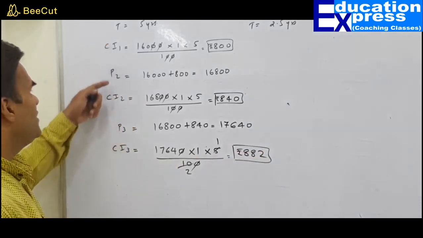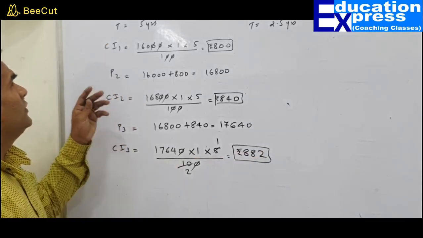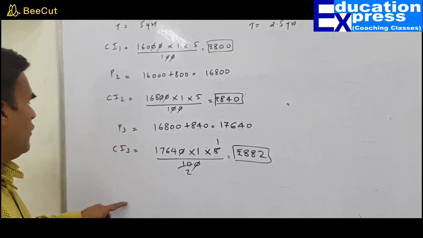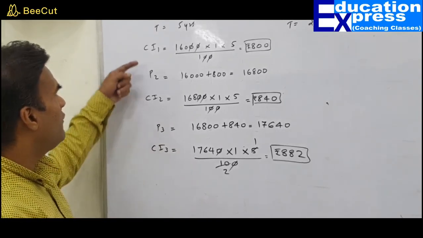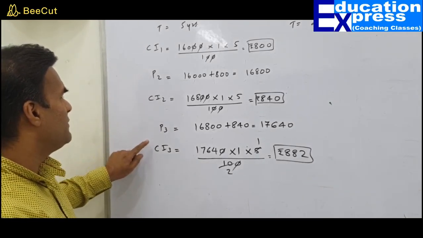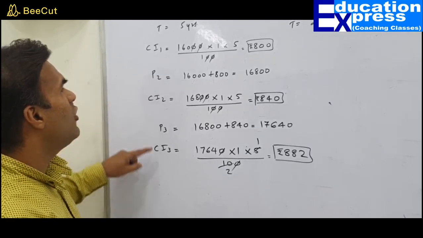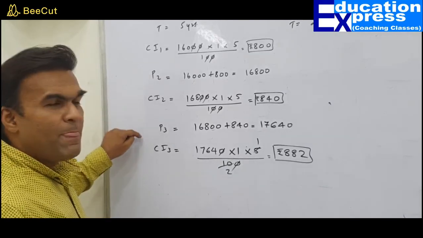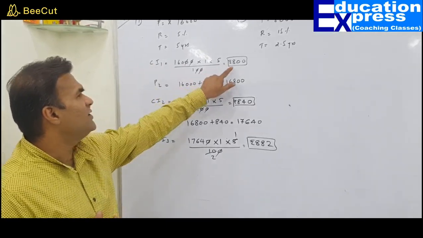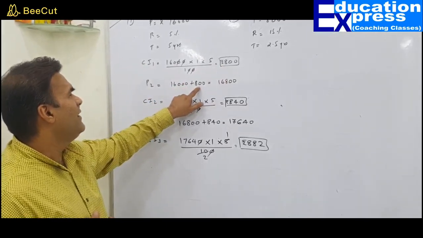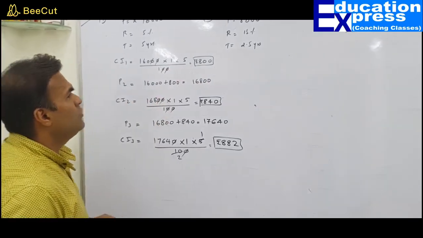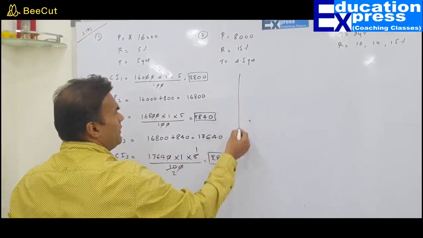Now likewise you are going to do for the next 2 more years to find out CI for fourth year and CI for the fifth year, following the same process. Compound interest, principal, compound interest, principal, so on and so forth, as there is no case of repayment in between. So whatever interest is earned, same interest will be added and no need to adjust anything else.